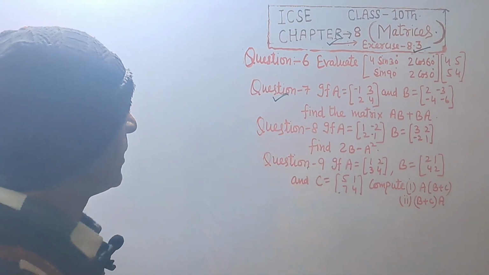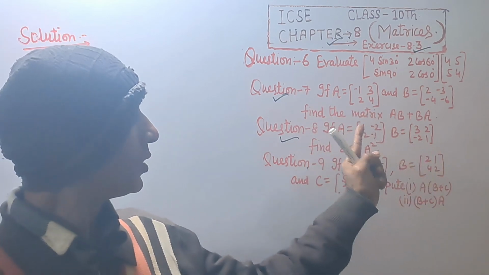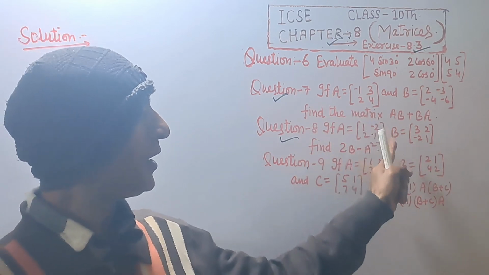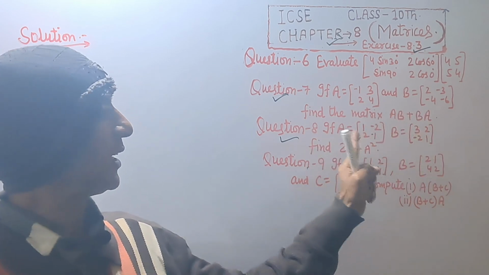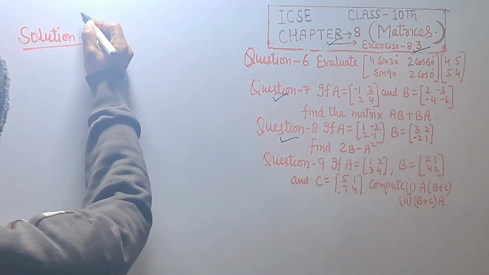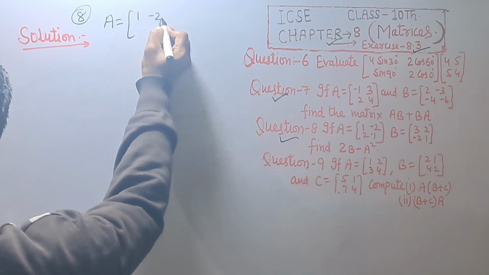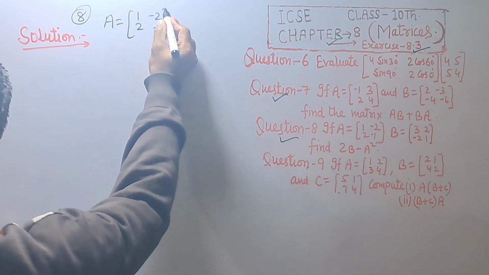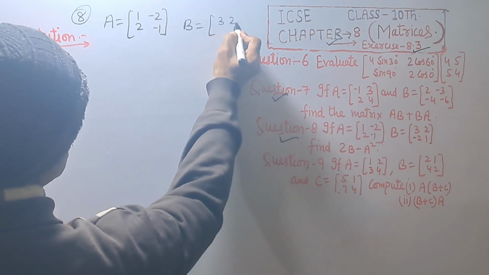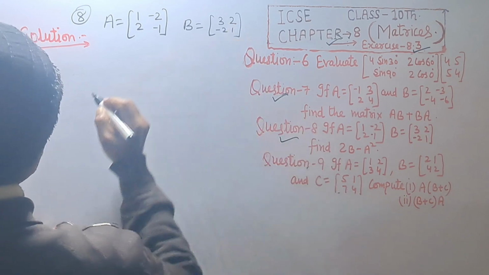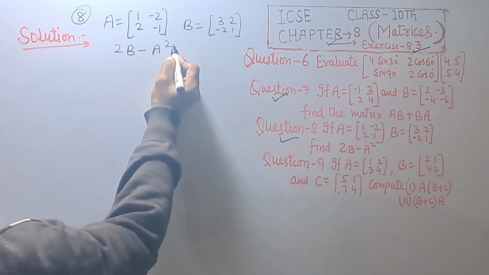Next question, we have question number 8. If A is equal to [1, -2; 2, -1] and B is equal to [3, 2; -2, 1], find 2B minus A squared. Given A is equal to [1, -2; 2, -1], B is equal to [3, 2; -2, 1], and we find 2B minus A squared.